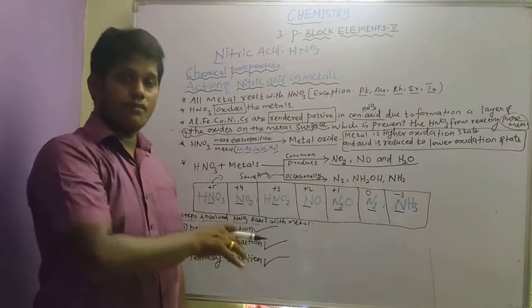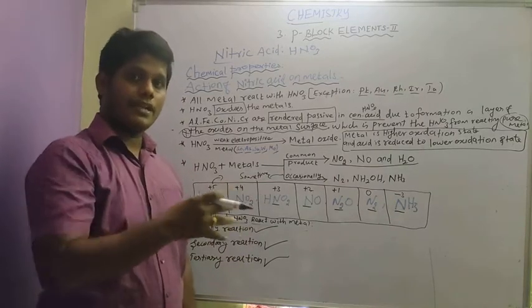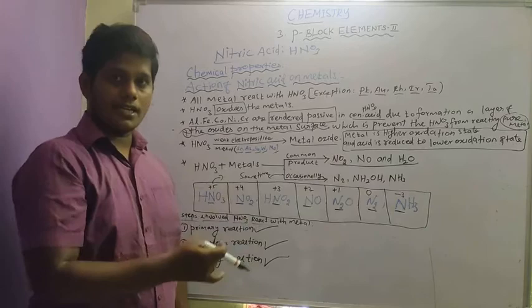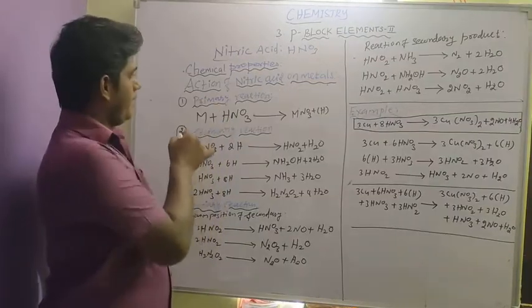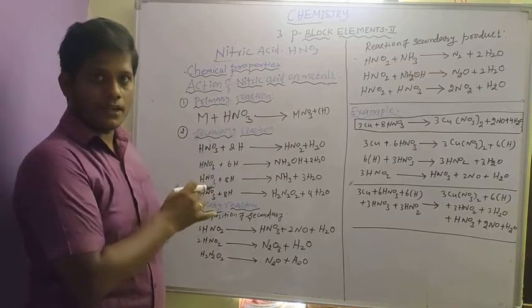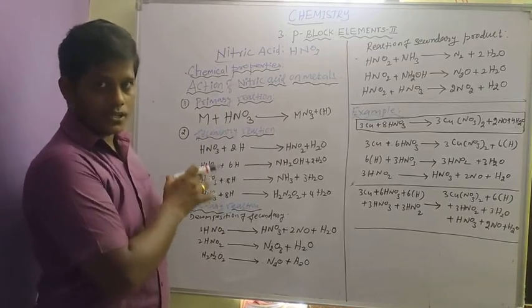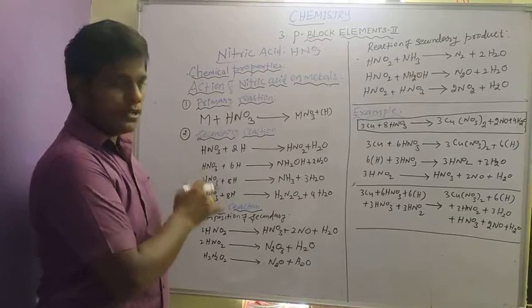So let us discuss one by one. What happens when a metal reacts with nitric acid? So primary, secondary, tertiary. Okay, let us now start. When nitric acid reacts with a metal, the following steps are involved, as already said: primary, secondary, tertiary.